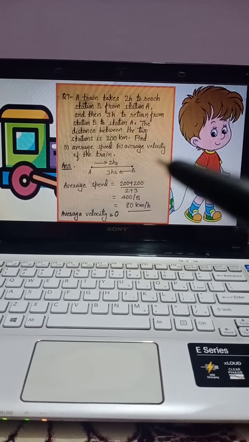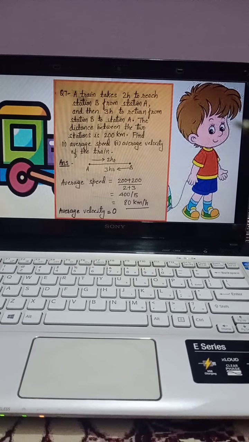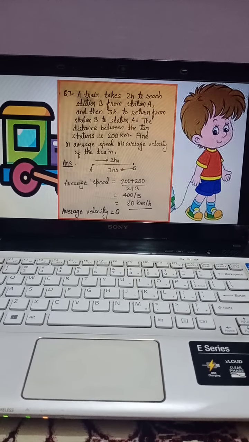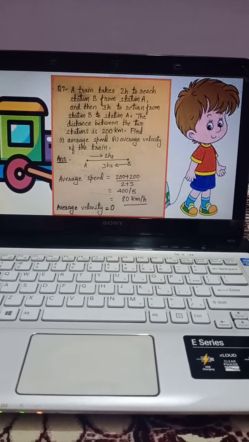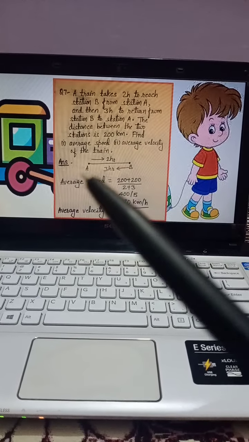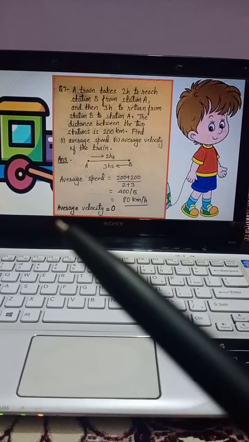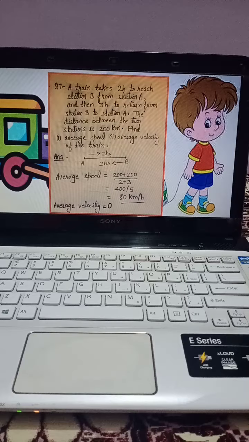And then we have to find out the average velocity. Average velocity becomes 0. Why? Because velocity is the total displacement by total time. So when the train returns back to station A, it means the displacement is 0. So therefore average velocity becomes 0.